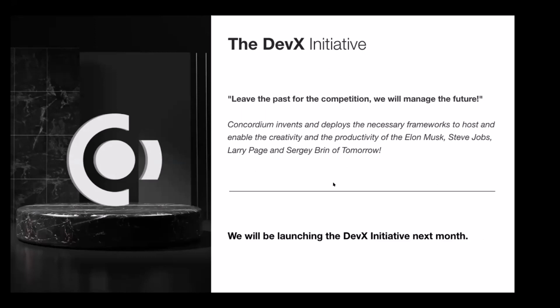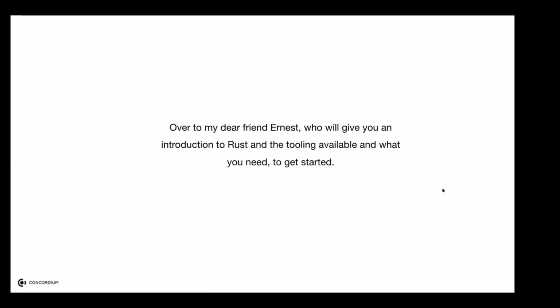Again, the DevX Initiative, I think Ernest will speak a little bit more about it, and also watch out for some of the announcements that we'll be making. The DevX Initiative has already been launched. So over to my dear friend Ernest, who's going to give you an introduction to Rust and the tooling available, and also run you through the smart contract.